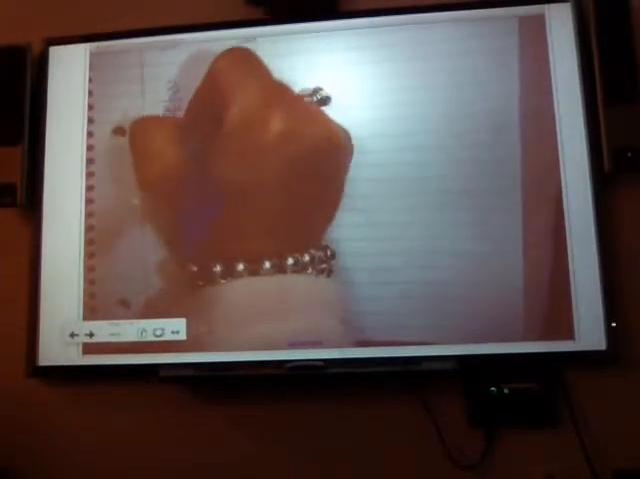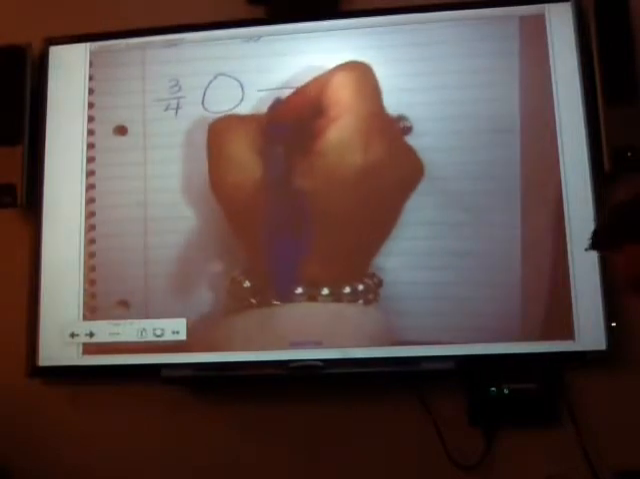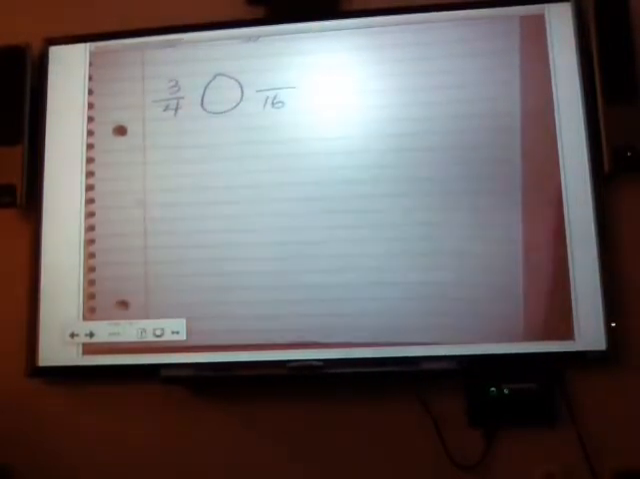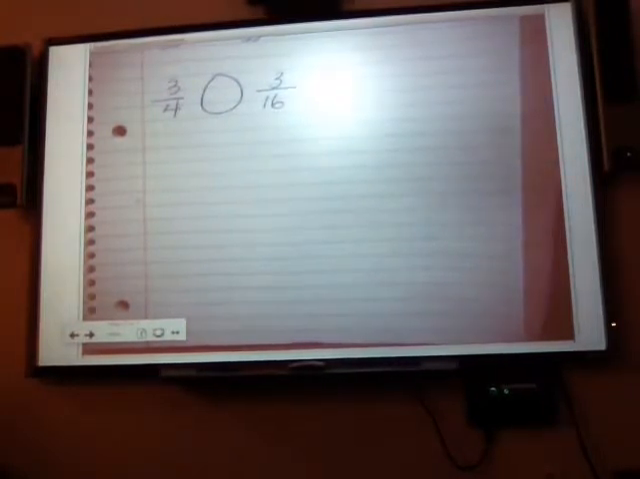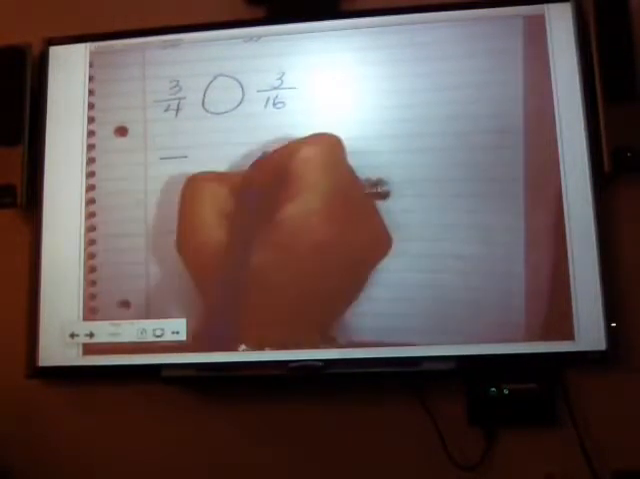3/4, this I want you to do by yourself, into 3/16. 3/4 into 3/16. So do I have apples to apples? No, I do not. I need to make them with a common denominator.